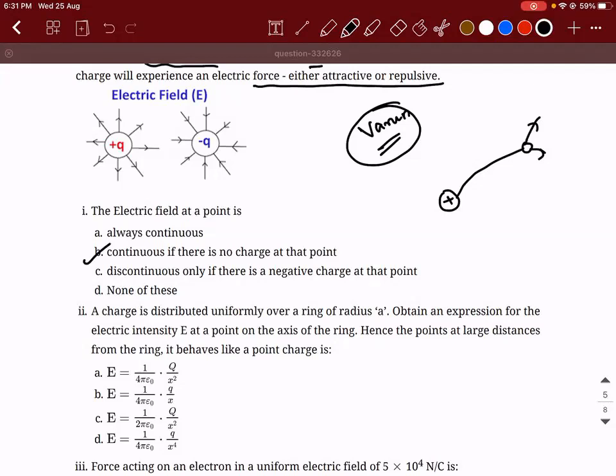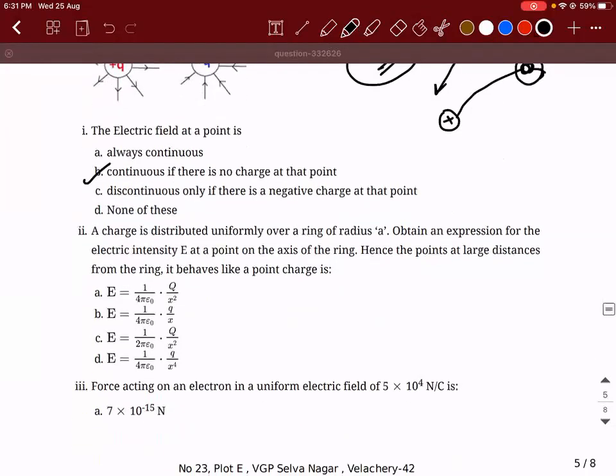So if you're talking about a point, if you want to find the electric field at that point, then this electric field should have been only due to the source charge. If there is any other charge, it will become a test charge. So it will not be continuous. What is the meaning of continuous? This electric field cannot pass through this charge. That is what they're trying to say. It is continuous only if there is no charge at that point.